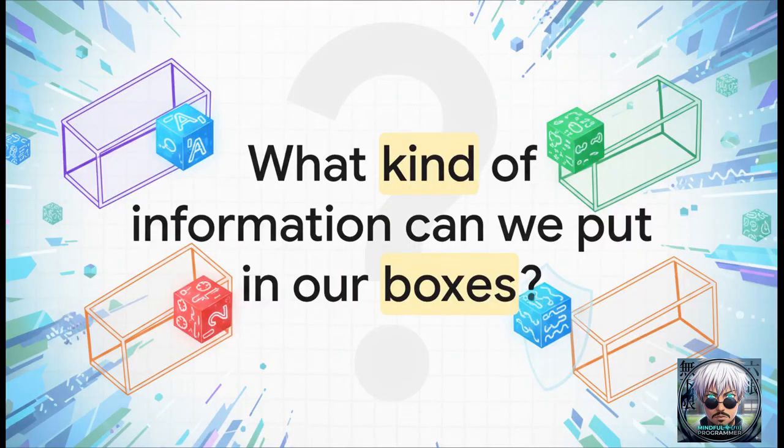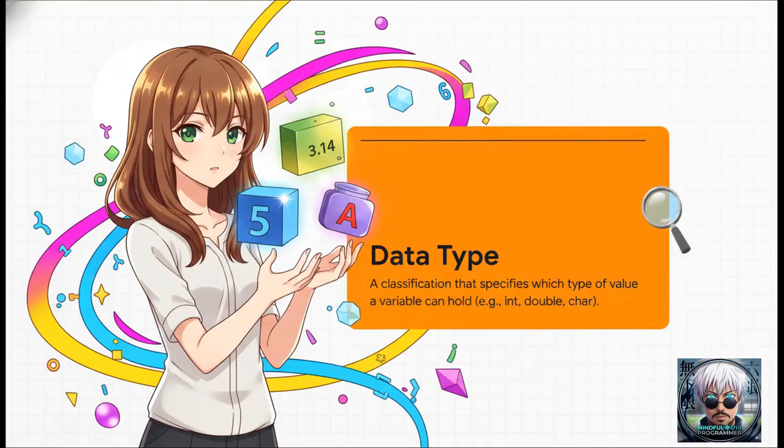Okay, so this brings up a really good question. Can we just stuff anything into any box? What happens if we try to put a word into a box that's expecting a number, or a decimal into a box that's only for whole numbers? Turns out the computer needs to know what kind of information to expect. And that is exactly what a data type is for.